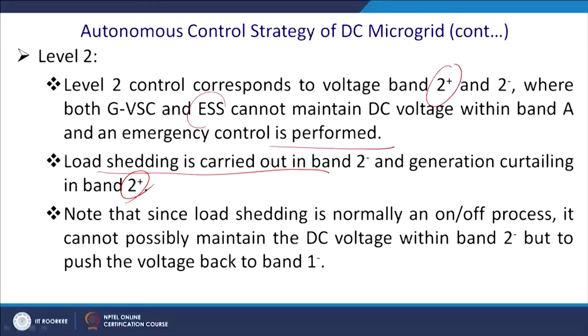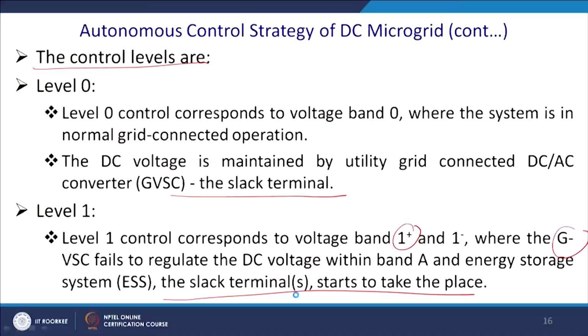Note that since load shedding is normally an on and off process, that is also something we require to keep in mind. It cannot possibly maintain the DC bus voltage within band 2, but it pushes the band back to -1, and then your previous control technique comes.